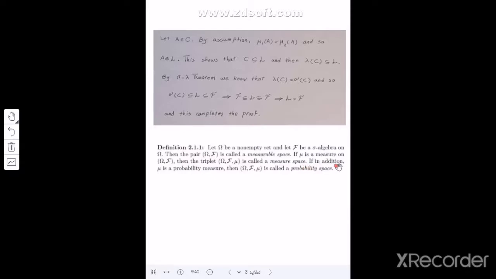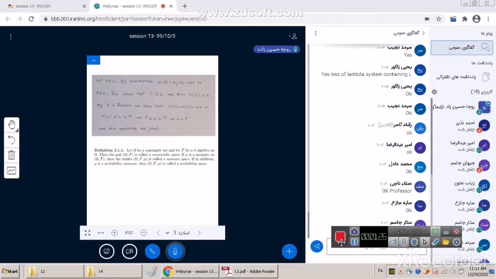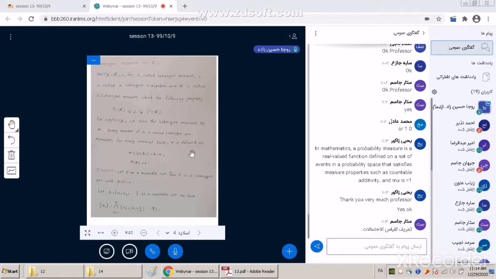Okay, if in addition mu is a probability measure. What is a probability measure? You must tell me. Then omega, F, and mu is called a probability space instead of a measure space. Okay? If mu is a probability measure, then this triple is called a probability space. You can tell me about probability measure. Don't type.